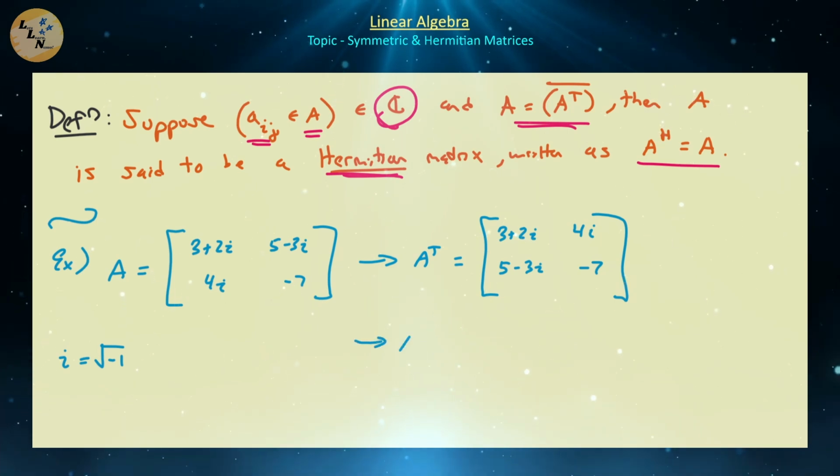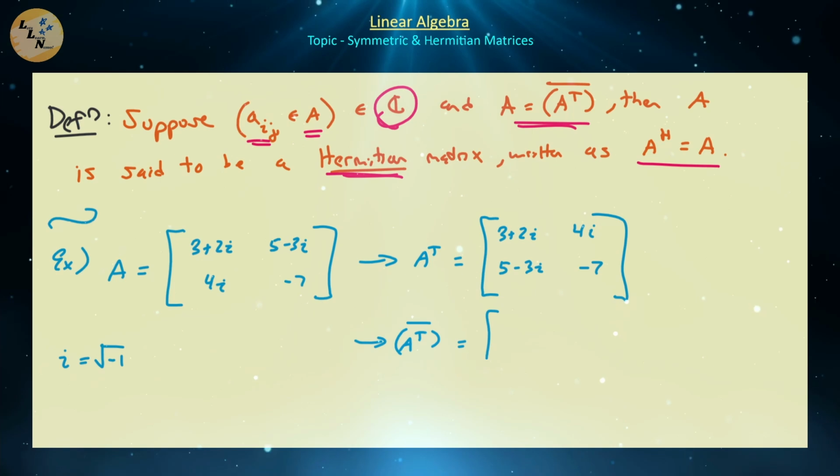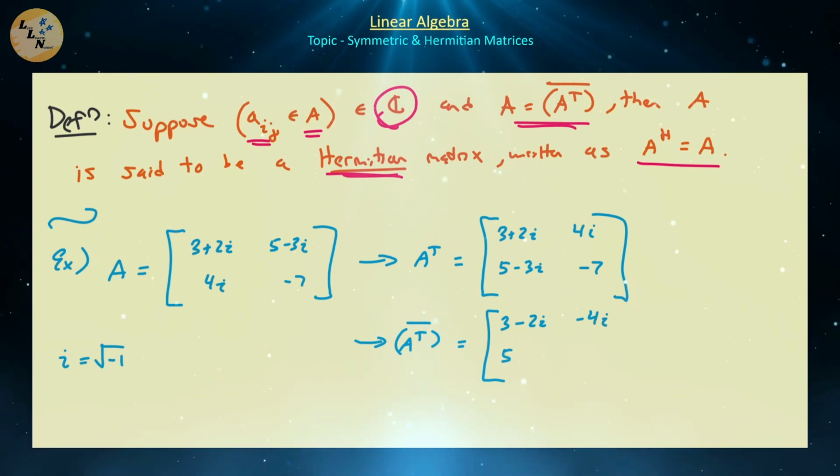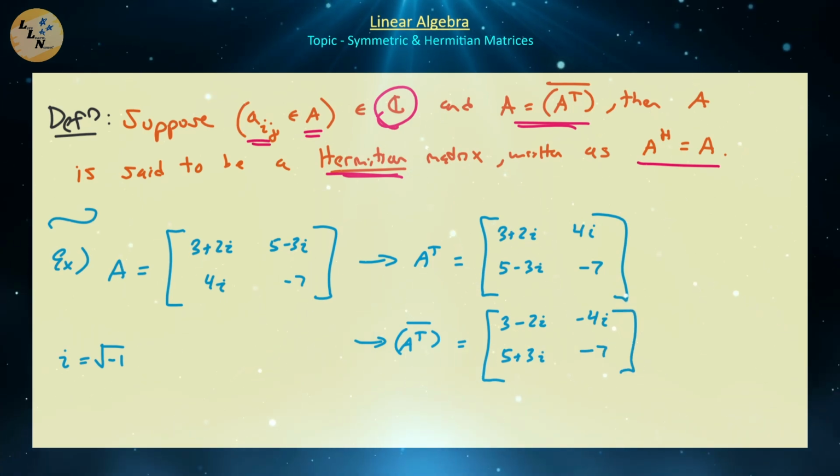Now what we're going to do is take the conjugate of each of those elements. So all our imaginary portions of our complex numbers are going to be negated. So that means 3 plus 2i is going to change to 3 minus 2i. 4i is going to change to minus 4i. 5 minus 3i is going to change to 5 plus 3i, and minus 7 is not going to change because the imaginary part is equal to 0. And we can also write this as A^H.